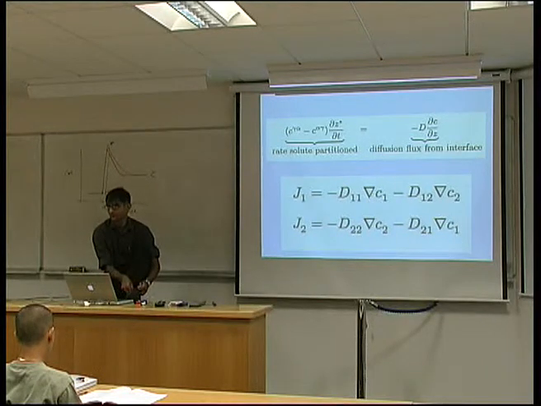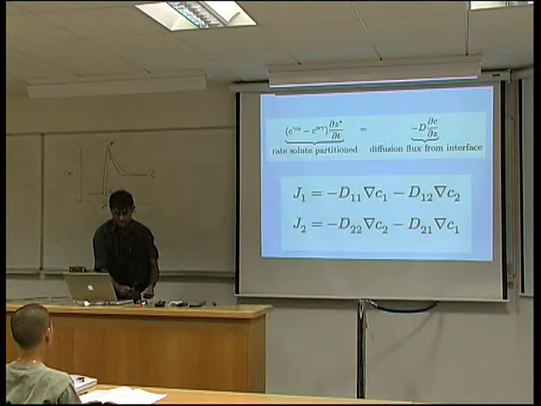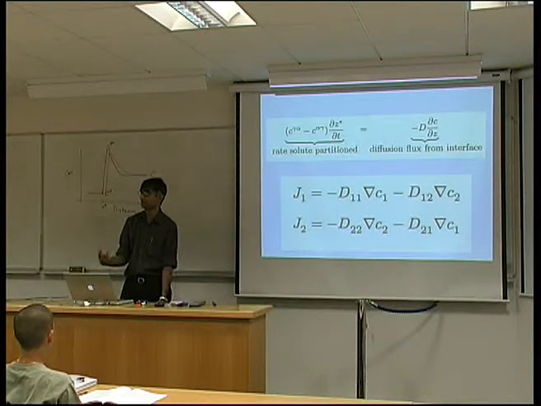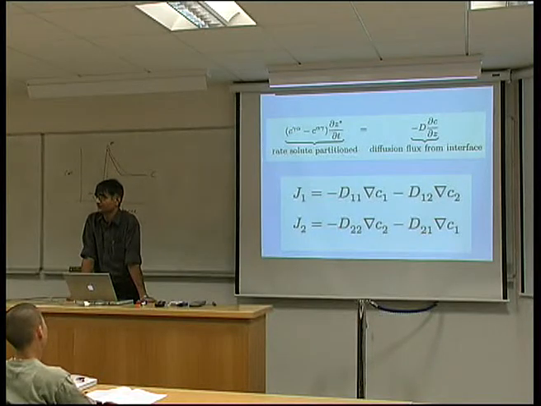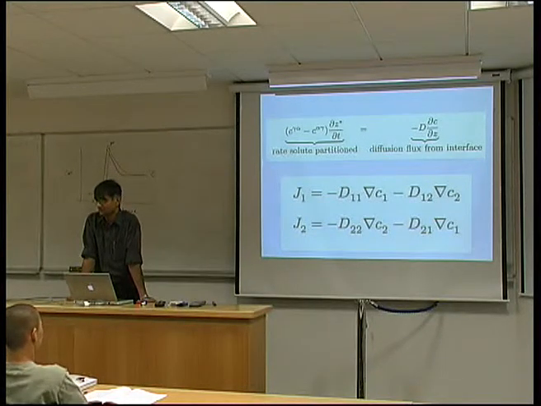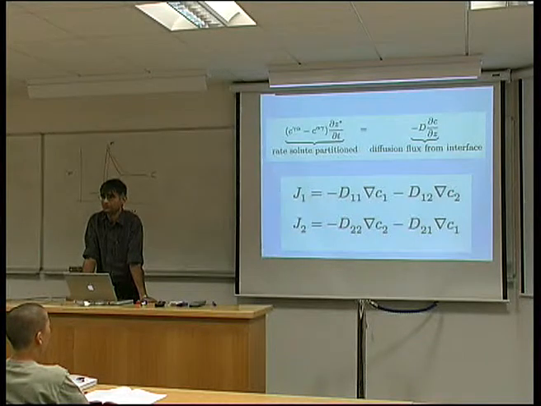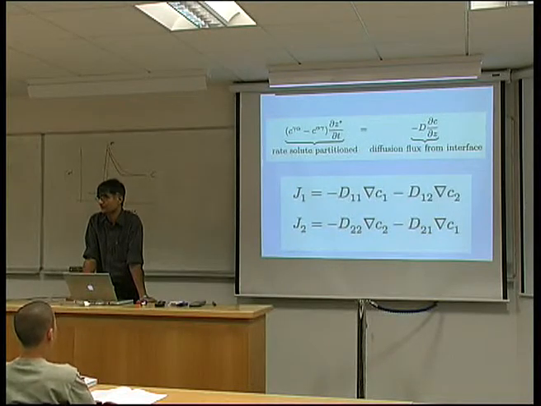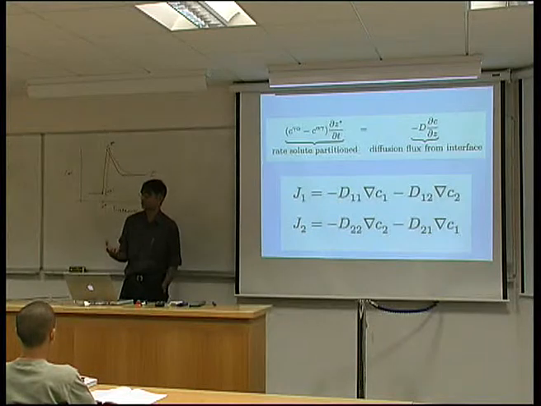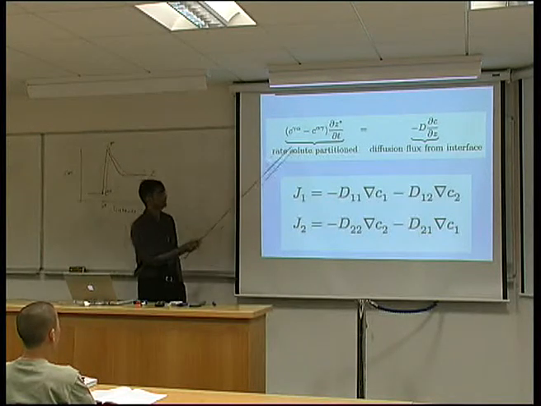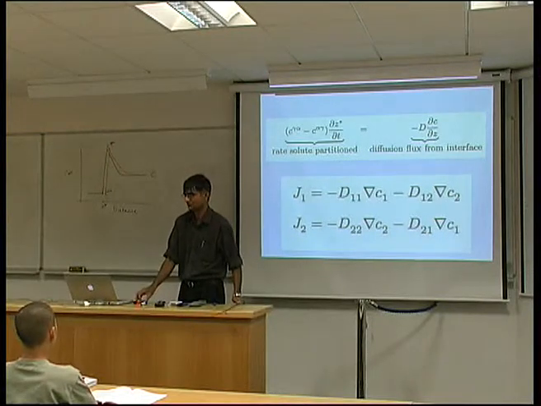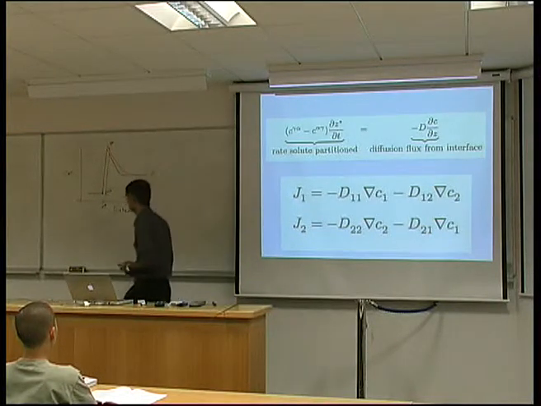Now, the big difference between carbon and manganese is that one is a substitutional solute, and the other is an interstitial solute. So you can imagine that the interstitial solute diffuses much, much faster. In fact, at typical temperatures, it will diffuse 8 orders of magnitude faster than the substitutional solute. So, bearing in mind that we have to satisfy this equation, we have two such equations now, one for the carbon and one for the manganese.